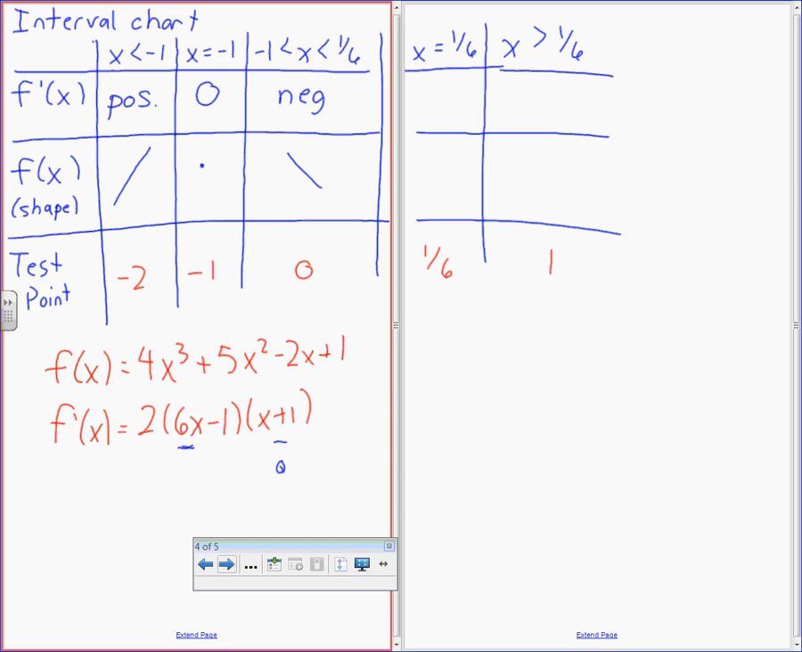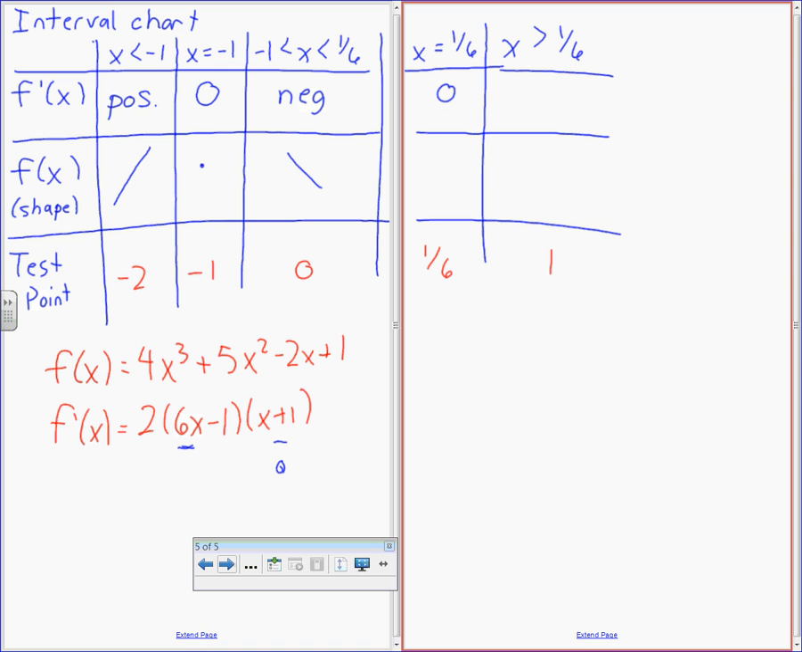When x is equal to 1/6, we should get another 0. And when x is greater than 1/6, which is equal to 1, 1 plus 1 is positive, 6 minus 1 is positive. So this is also going to be positive for this one. Okay, I'm probably going to ask the teachers to hit pause and explain because I'm not sure how well that was explained. It's difficult to do by myself because it makes sense to me, but I want to make sure that it does for everyone where those came from.